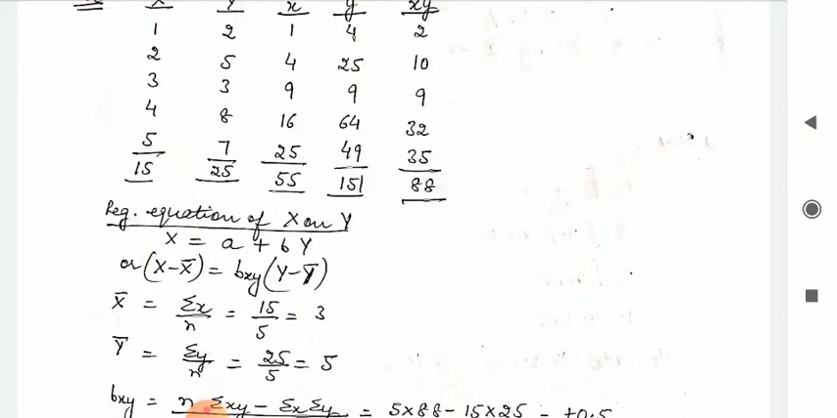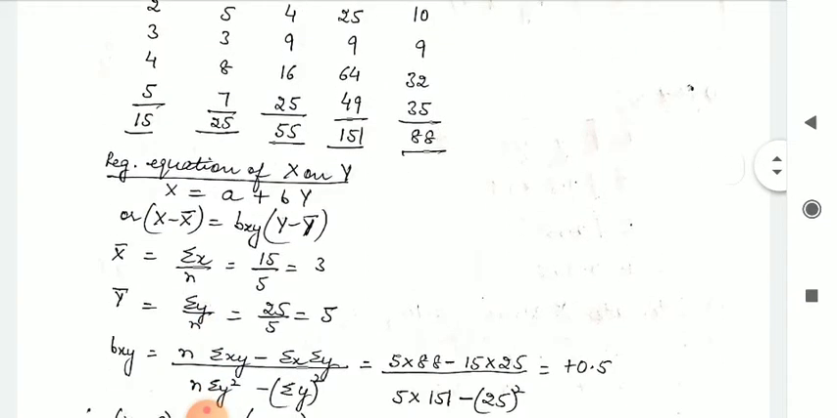Next we calculate y bar. Y bar is equal to sigma y over n. That is, it is equal to total of y. Total of y is 25. So 25 over 5, which is equal to 5. So next we want to calculate bxy.